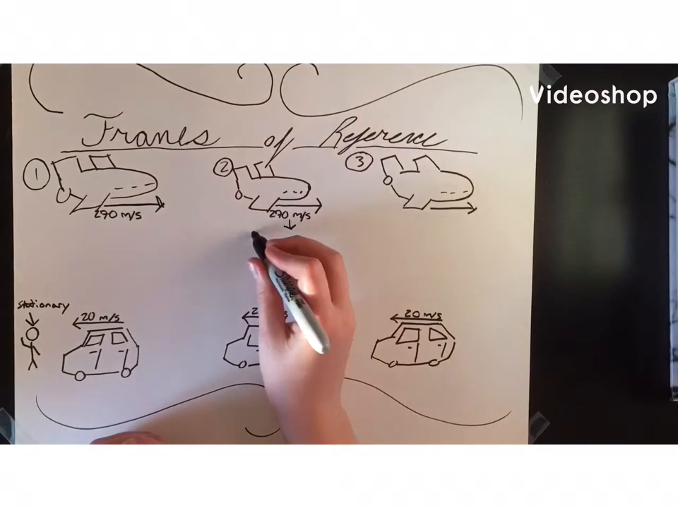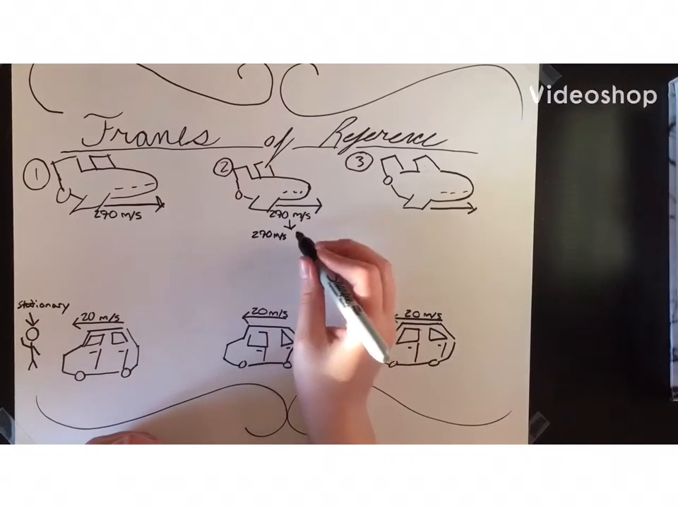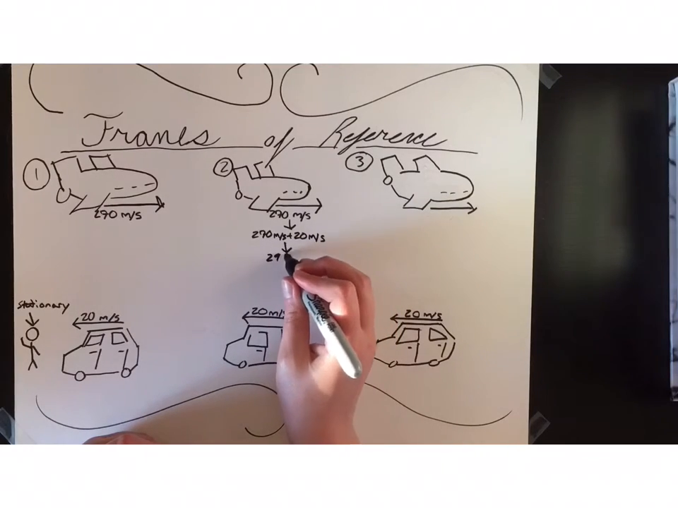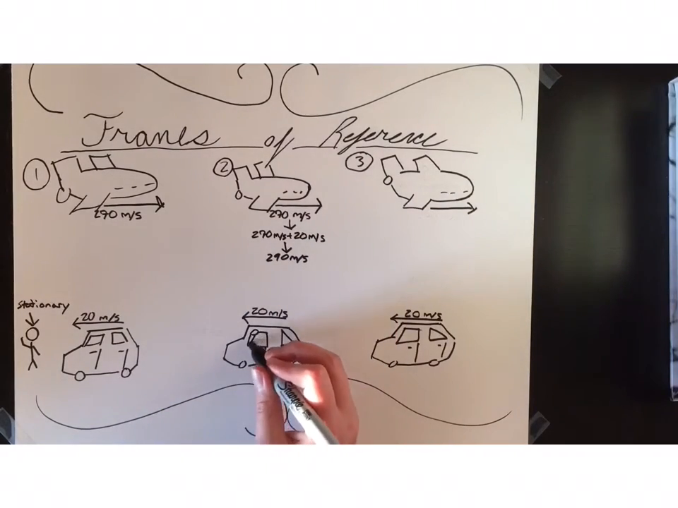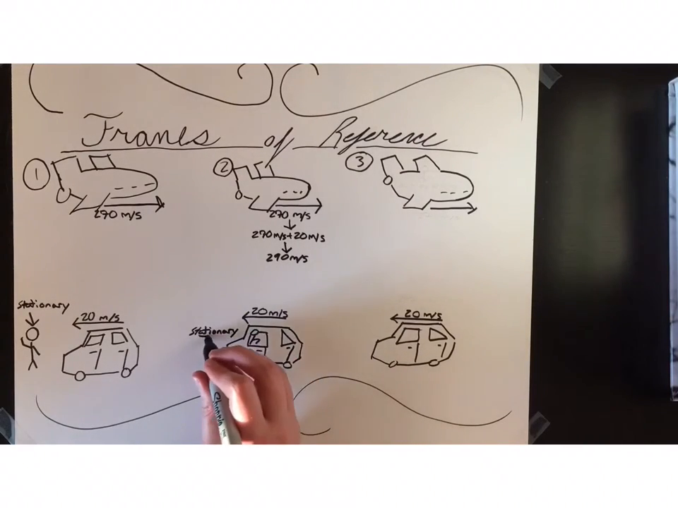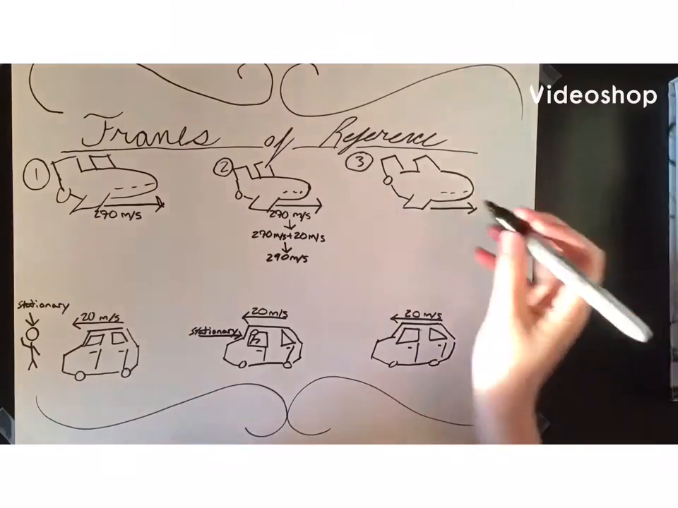The second possibility is riding in the car. Now, the car is stationary from your perspective. Since the two vehicles are moving in opposite directions, 20 meters per second is added to 270 meters per second, meaning that from the perspective of the people in the car, the airplane is traveling faster.